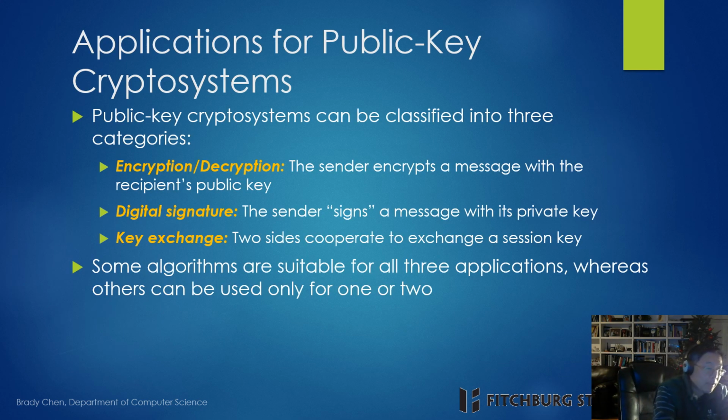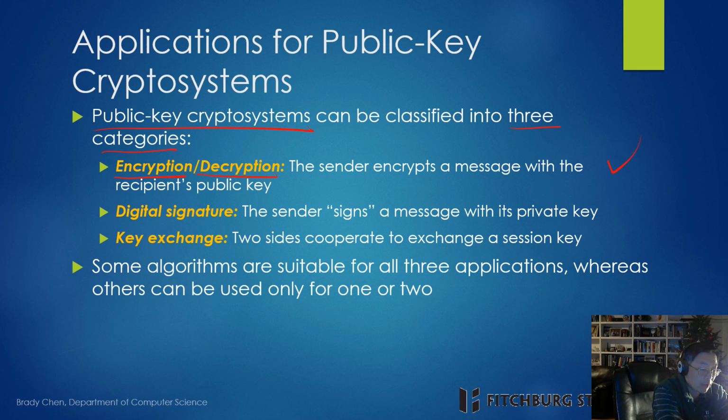Okay, to summarize the topics we discussed in the previous slides, we can use the public key crypto system to do three things. First, encryption and decryption. If we want to send a message to the receiving side, we use the receiving side's public key to encrypt the message, and only the receiving side's private key can decrypt it. This way, we can guarantee the secrecy of the message.